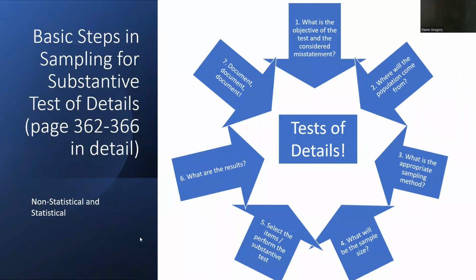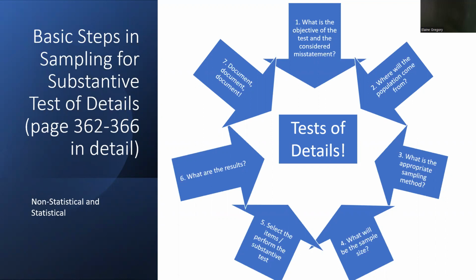So there are 7 basic steps for substantive tests of details. Take a look at pages 362 to 366 for details. Step 1, what is the objective of the test and the considered misstatement? You've already gone through and looked at your risk of material misstatements. So what is the objective, say, of looking at the accounts payable transactions? And what is going to be considered, in your opinion, as a misstatement in that account class?